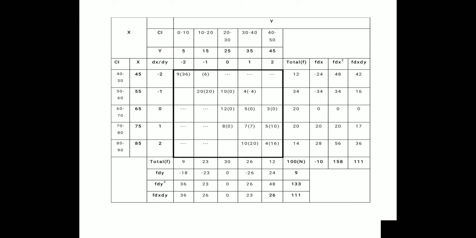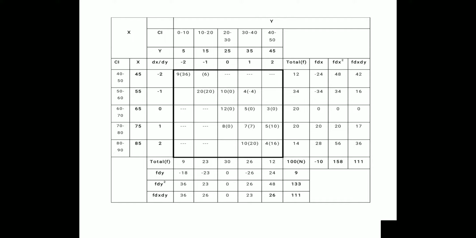Now to calculate f dx, that is frequency into dx value, we should multiply the frequency values in each row into the dx of each row, that is 12 into minus 2, that will give us f dx, 12 into minus 2, that is minus 24, 34 into minus 1, that is minus 34. So in this way frequency into dx will give us f dx, and when we consider the column values, frequency into dy will give us f dy values.